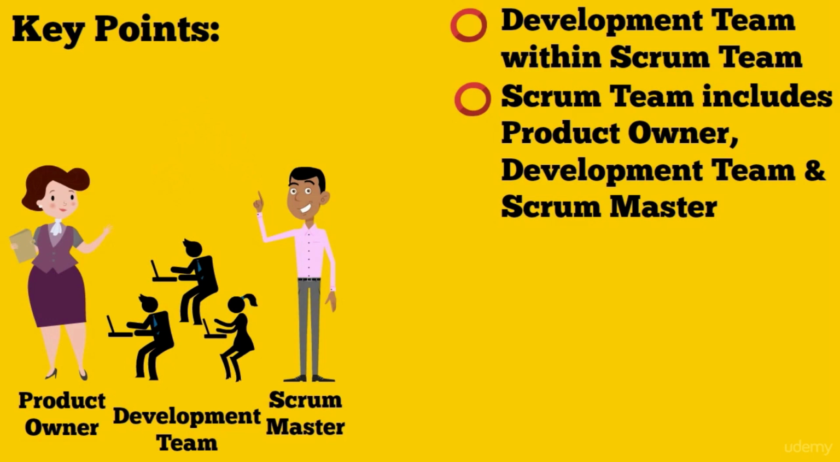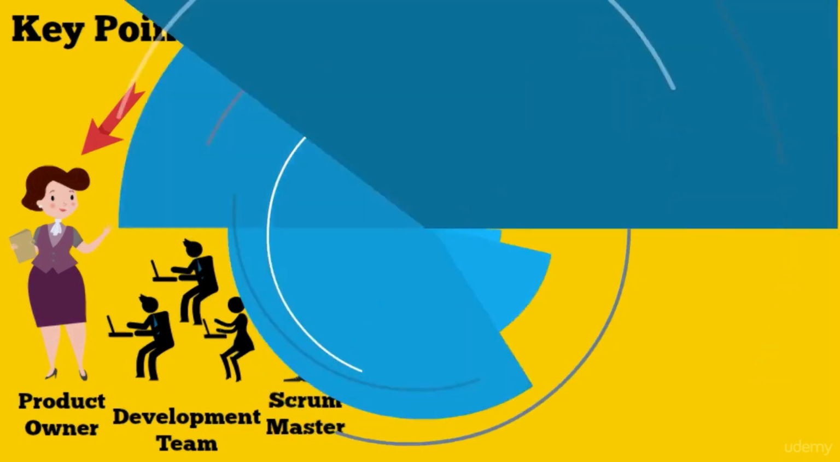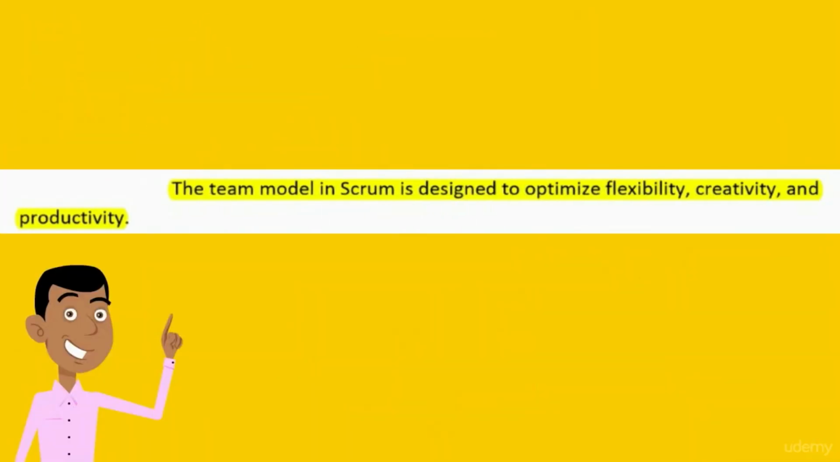Next, drawing attention to the fact that in this model, there is a development team and they are part of the Scrum team. The fact is, there are explicitly 3 roles. And the thing that I want you to remember about this is that this is specifically designed by the creators of Scrum to optimize flexibility, creativity, and productivity.